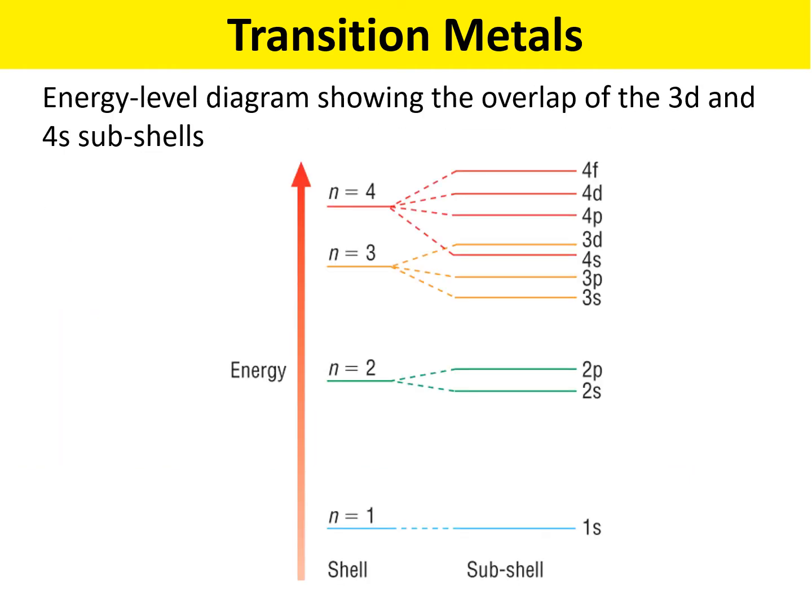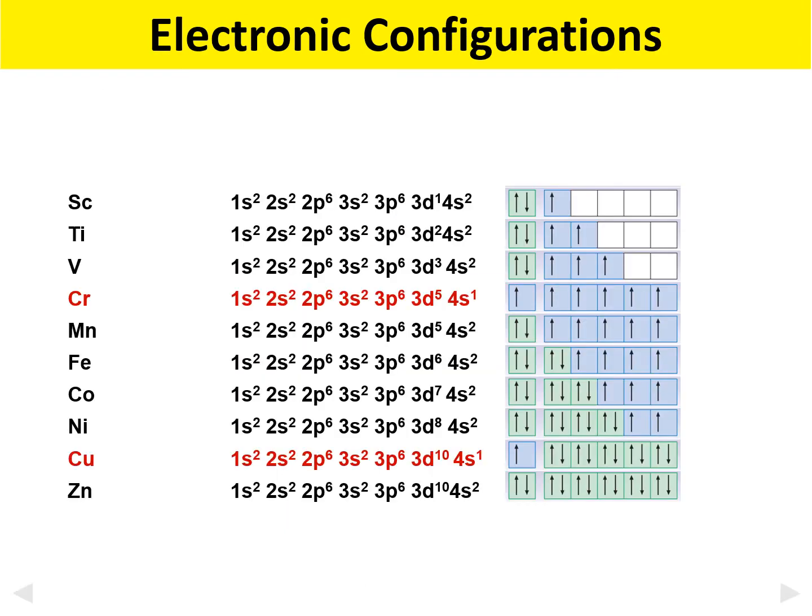Just a quick recap from AS level. Remember that when we do electronic configurations, we fill the 4s subshell before the 3d subshell. Here is a list of the electronic configurations of the elements in the first row from scandium to zinc. There are two that you have to watch out for. The first one is chromium.